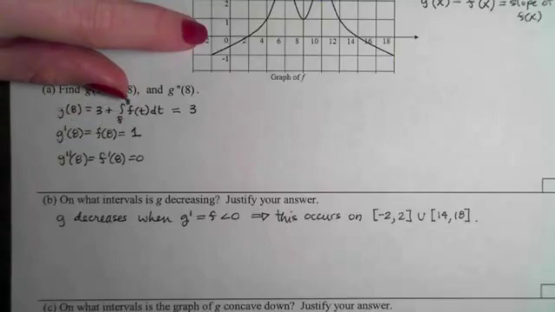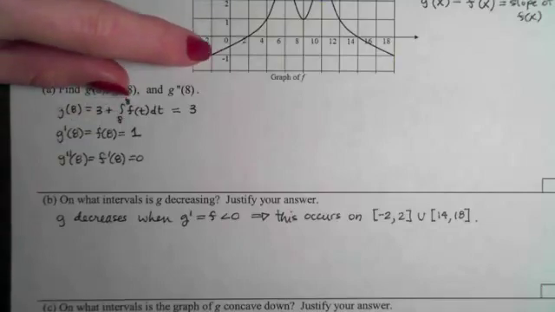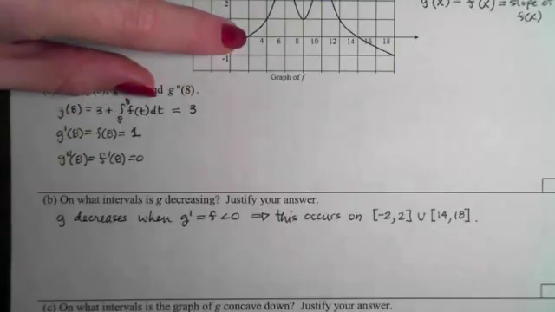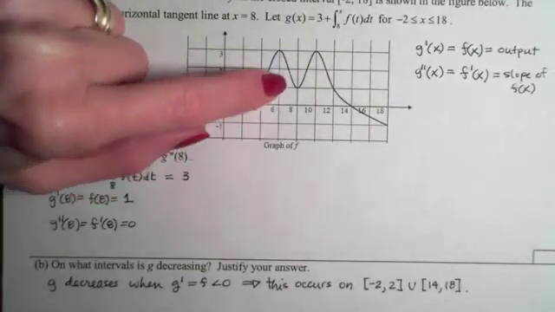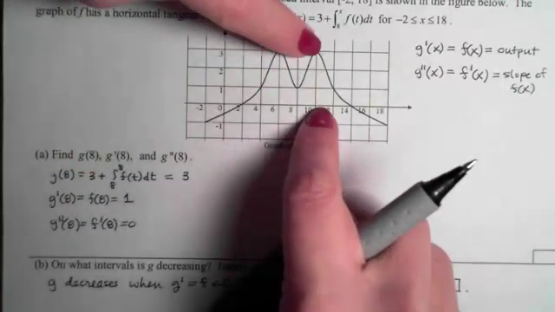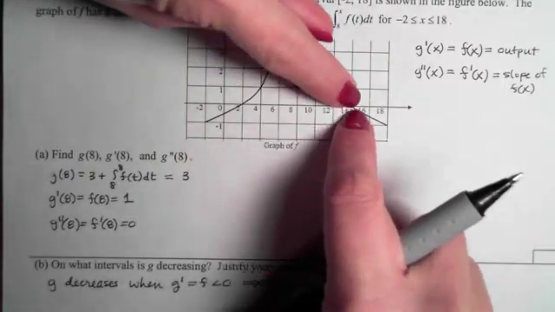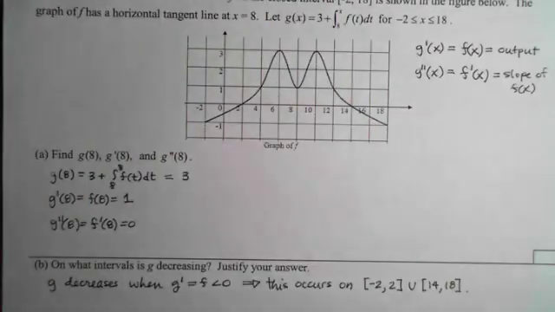You can see that f of negative 2 is a negative 1. f of 2 is 0. f of 6 is a 3. Then 10 is also a 3. 14 is a 0. And then 18 is a negative 1. So I'm going to go back down to part D and write that all in.